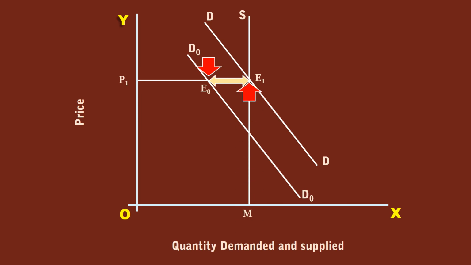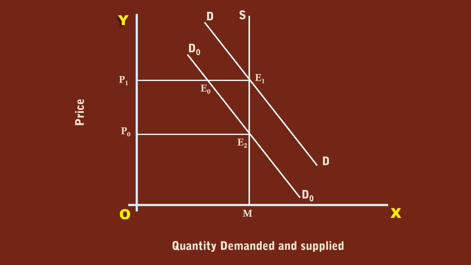The competition among the sellers pushes down the price along the supply curve SS. The buyers move down along the demand curve D0, D0. Finally, a new equilibrium is reached at E2. The new price is P0. This is less than P1.